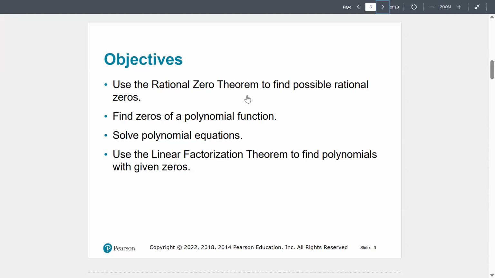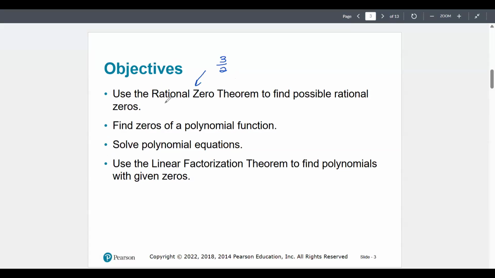So when we talk about rational zeros, we are talking about numbers like 2/3, because rationals are going to be a quotient of integers. So it could be negative numbers as well. And it can be whole numbers because we can also write a whole number as a quotient of integers. So we're looking for numbers like this. So either they're going to be fractions or they're going to be integers. So we want to find zeros of a polynomial function using the rational zeros theorem.